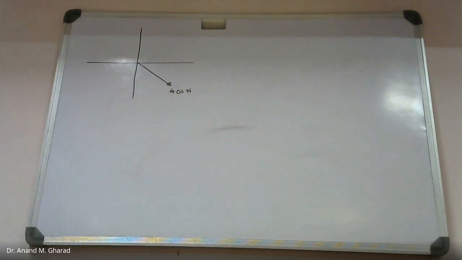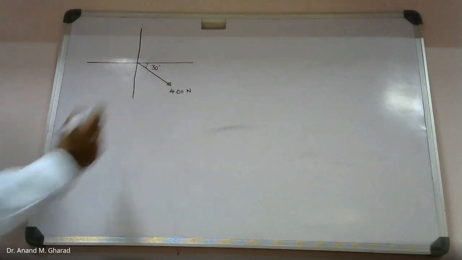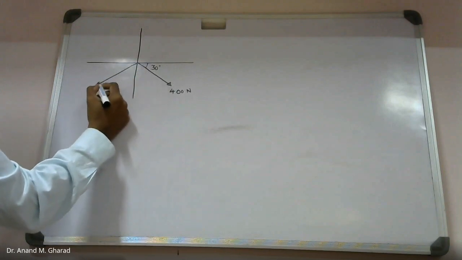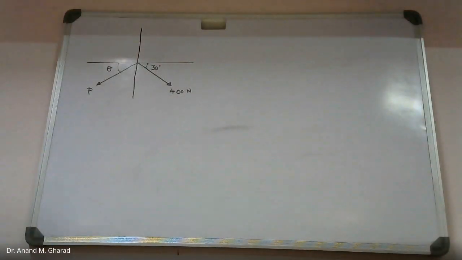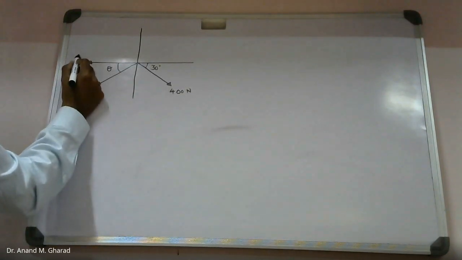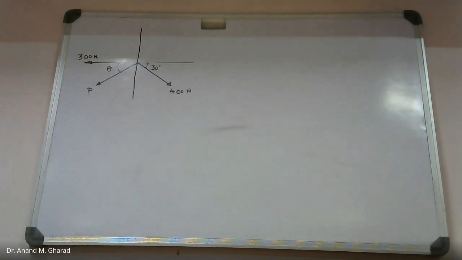This is 400 Newton given. The inclination is 30 degree. This is given. Then there is one unknown force, capital P. Inclination is given as 45 degree. And this is one more force, which is 300 Newton. Okay.